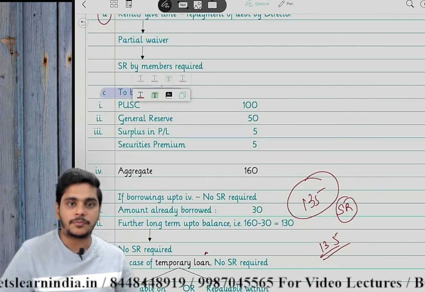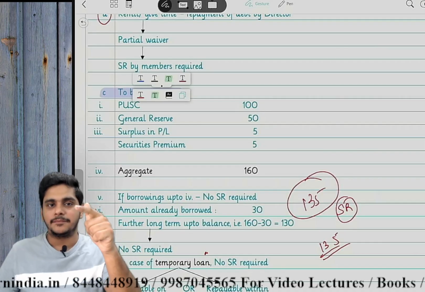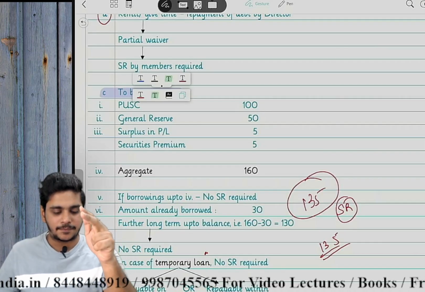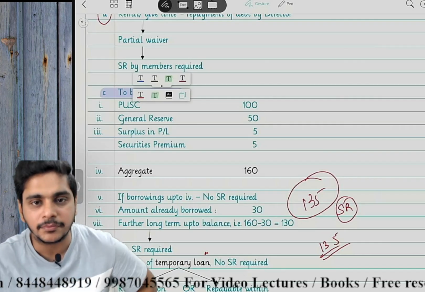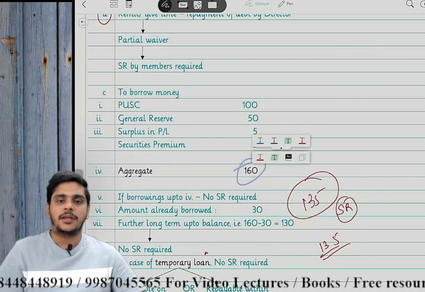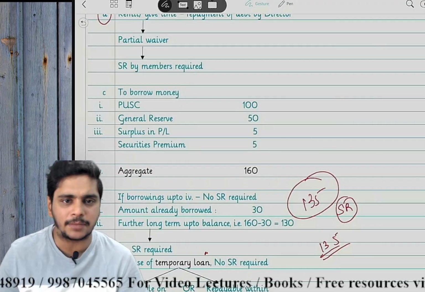Again, sir, first you will borrow money. How much is the limit? You will calculate paid up share capital, add general reserve, add surplus in P&L, add securities premium. Total is 160. If the question says they want to borrow up to 160, it is board ka power, not members ka power. No SR is required.